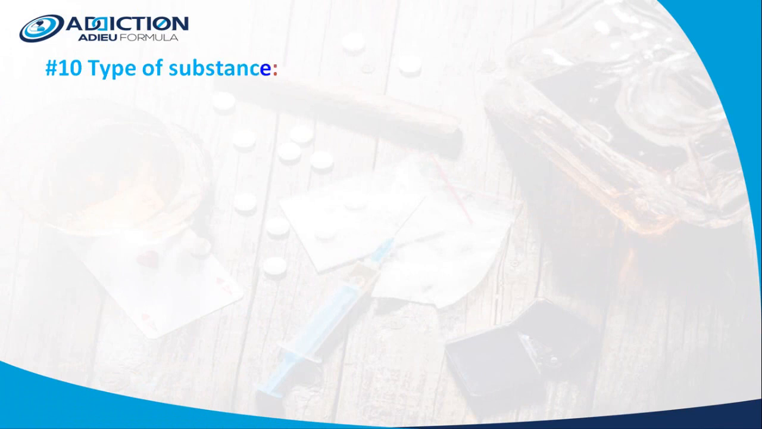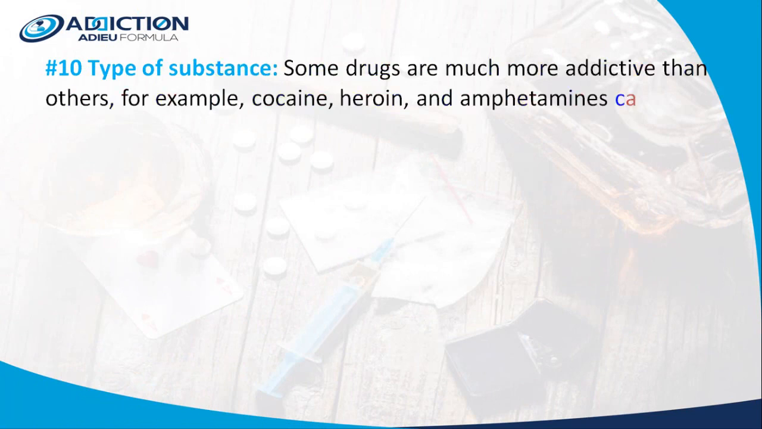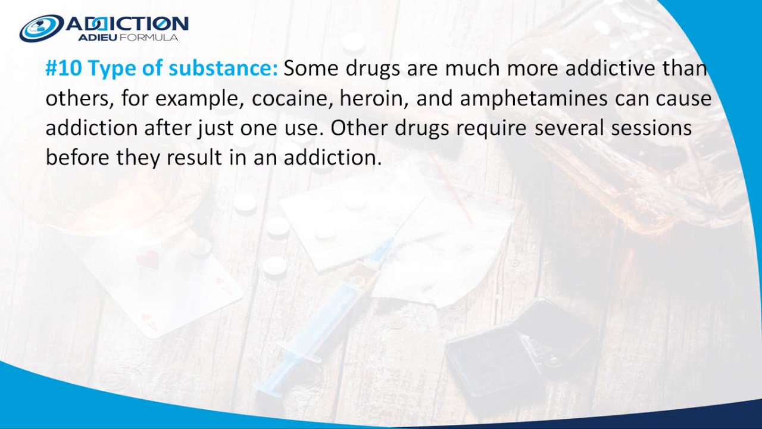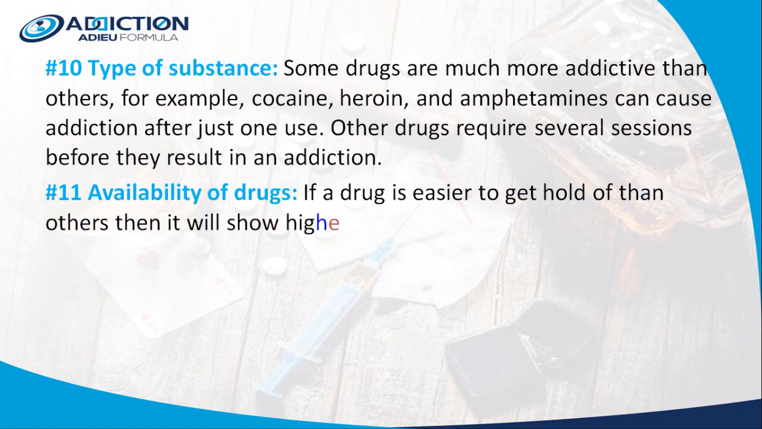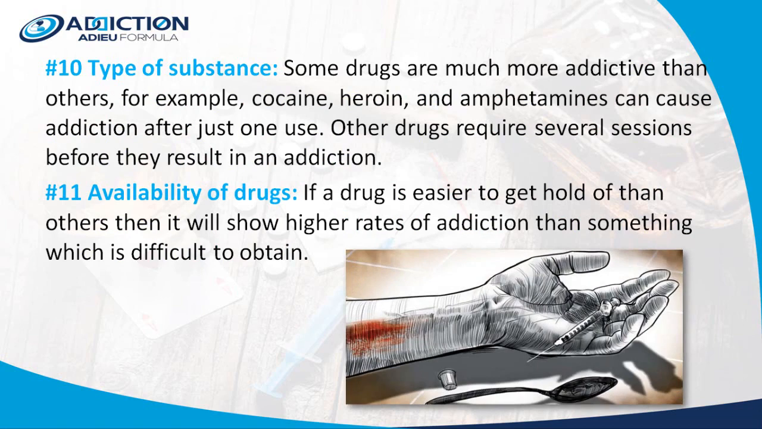Number 10. Type of substance. Some drugs are much more addictive than others. For example, cocaine, heroin, and amphetamines can cause addiction after just one use. Other drugs require several sessions before they result in addiction. Number 11. Availability of drugs. If a drug is easier to get hold of than others, then it will show higher rates of addiction than something which is difficult to obtain.